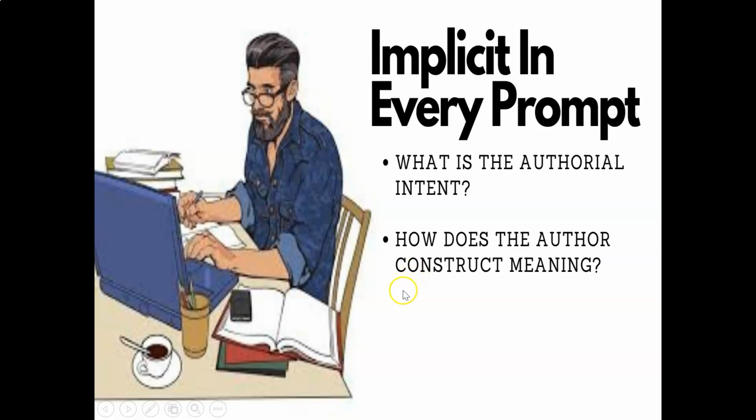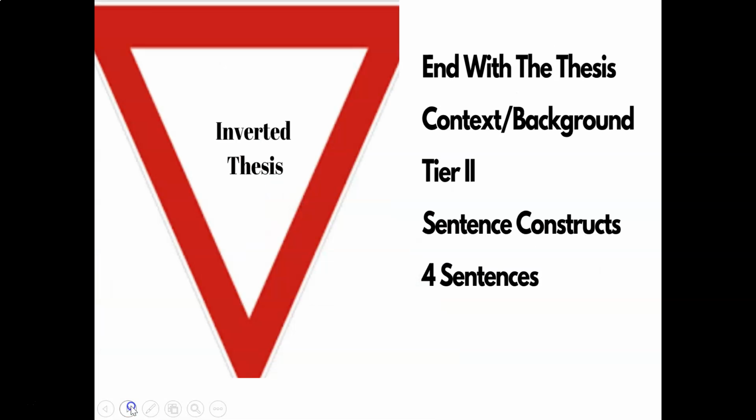Now, in terms of structuring this in the inverted triangle, let's skip to that. What you're going to do is take 3 sentences and answer the question, what is the authorial intent? Right, that's the context and background. So don't get plot summative, don't quote, don't make it read like a Cliff Notes summation. Just what is the authorial intent?